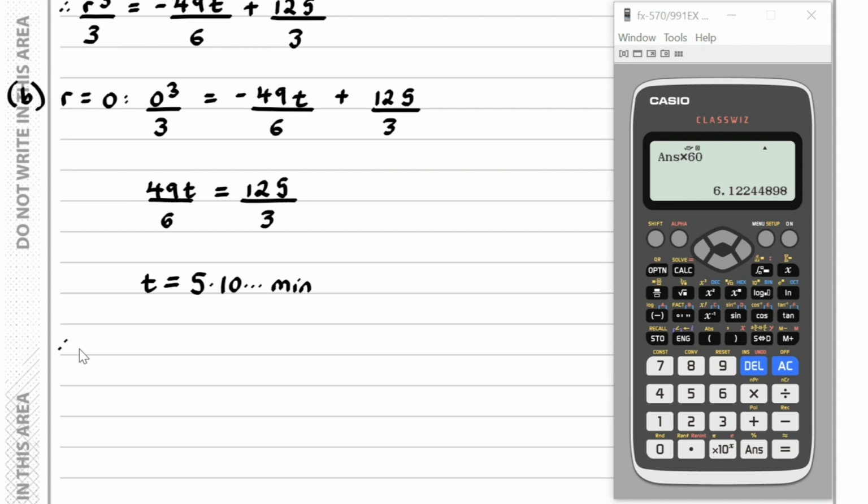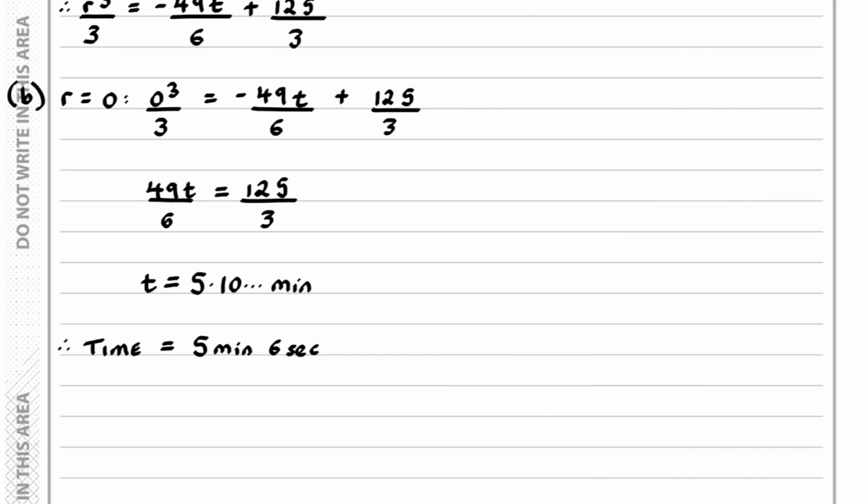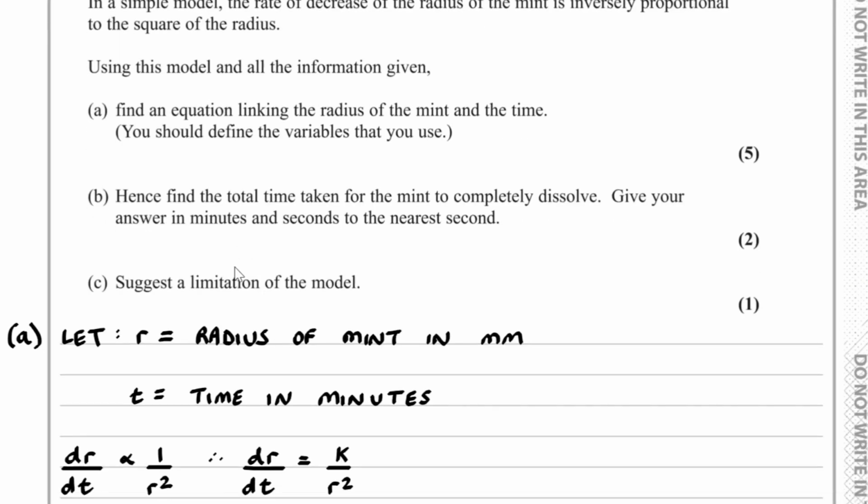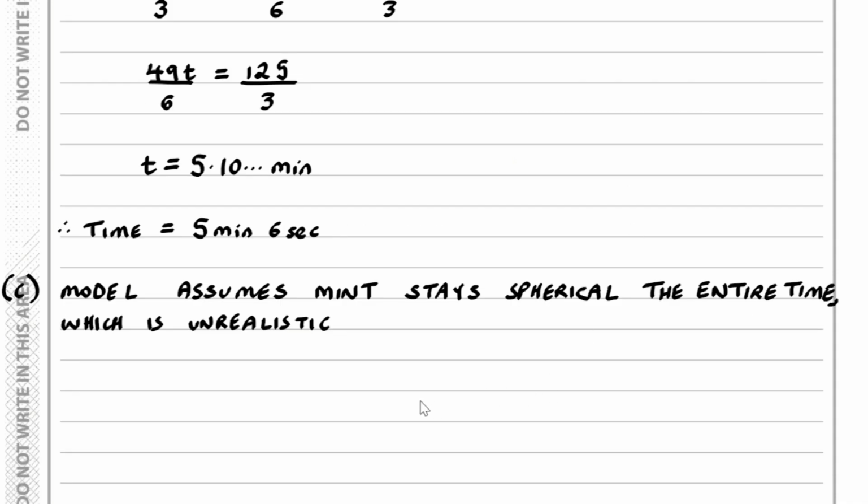we can therefore conclude the time is 5 minutes 6 seconds. And then for part C, we have to suggest a limitation for the model. Well, we can see then the model assumes the mint stays spherical the entire time, which is unrealistic.